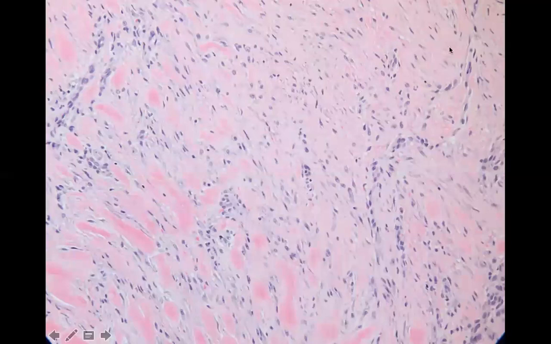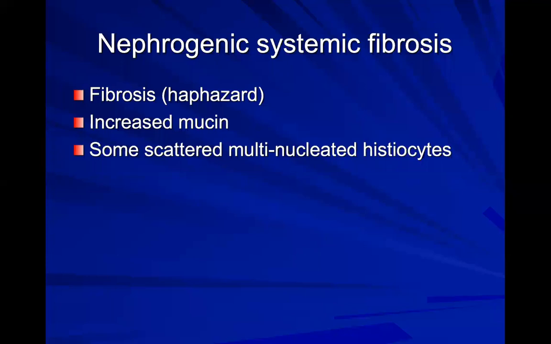And again, fibrosis, right? Increased fibroblasts. With years and years of time, you can eventually become very sclerotic in your scar, but initially it's fibrotic. So nephrogenic systemic fibrosis I put in this chapter. The fibrosis is haphazard, and you'll notice increased mucin.